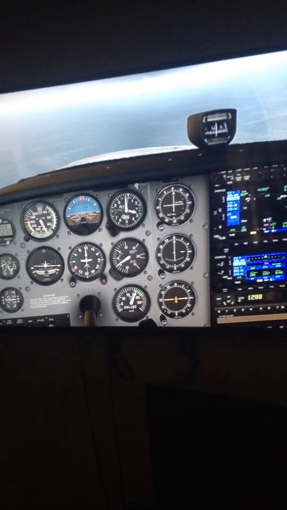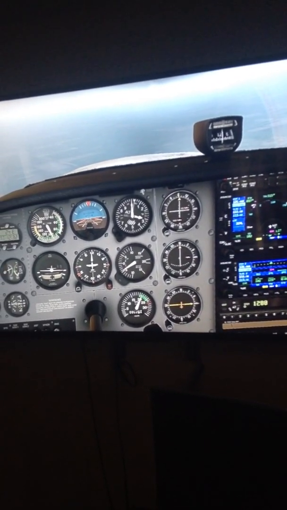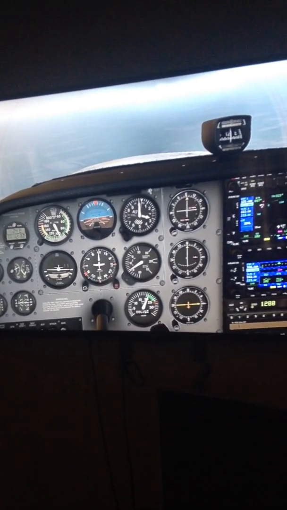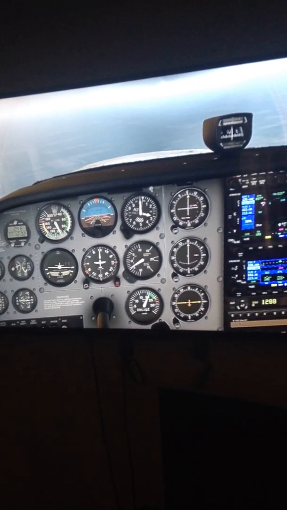So what we got here is X-Plane. I'm going to show you a demonstration of slow flight, getting into slow flight, and then hopefully if we have enough time you'll be able to see the whole maneuver.